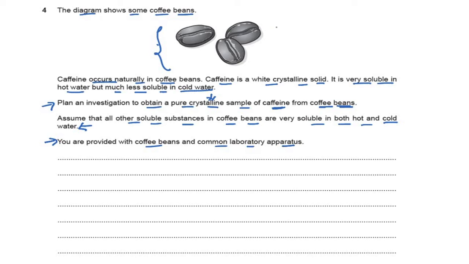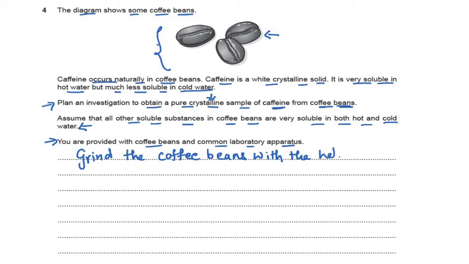Now the first point is that we are given the solid coffee beans. Now beans are bigger pieces. So what we need to do is first start by crushing the coffee beans. So we can say grind the coffee beans, or even crush the coffee beans. Grind the coffee beans with the help of mortar and pestle.